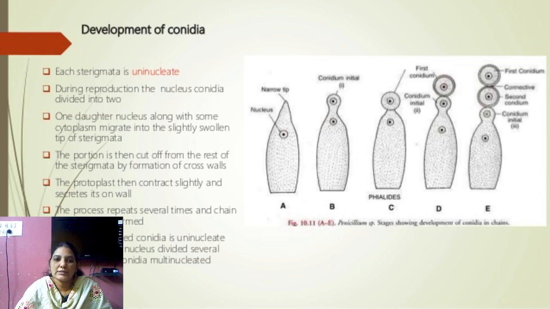After complete formation, the conidia separate from each other. They separate from the conidiophore and enter into the air and into the water, and they reach the citrus fruits, form a germination tube, enter into the host cell, and form mycelium.